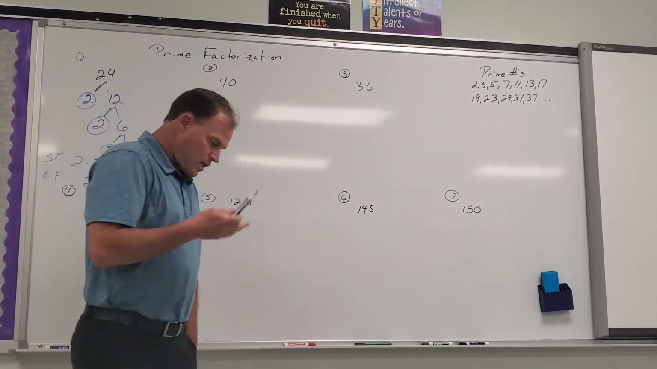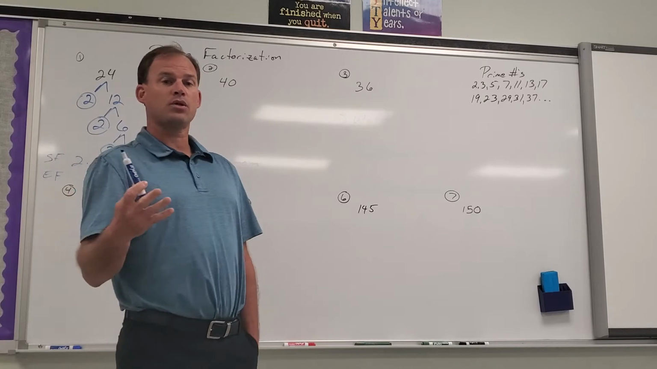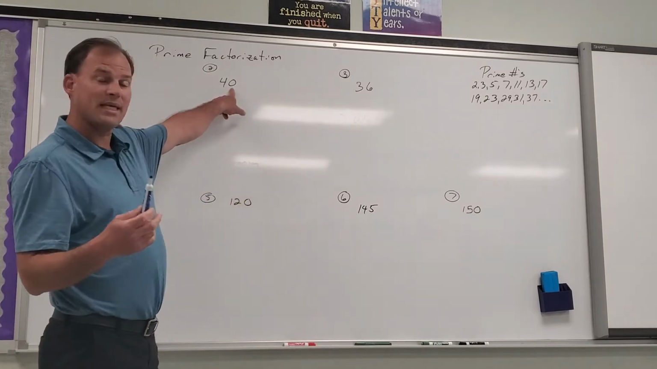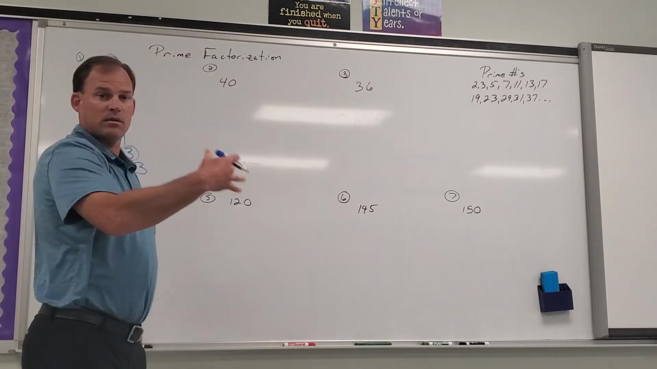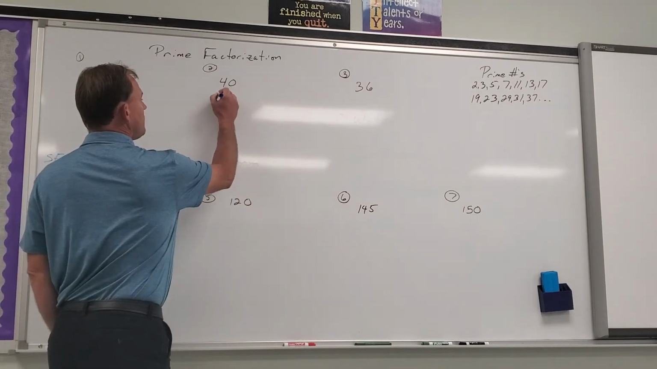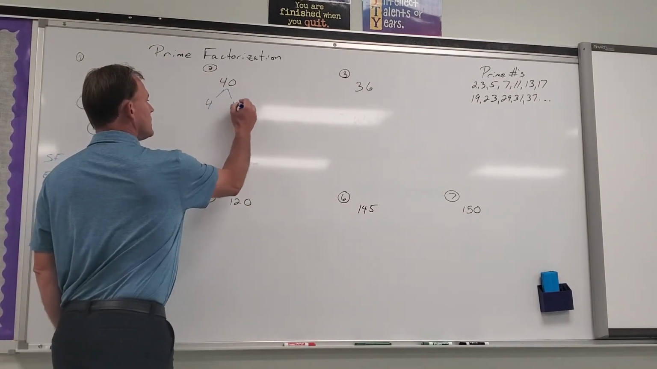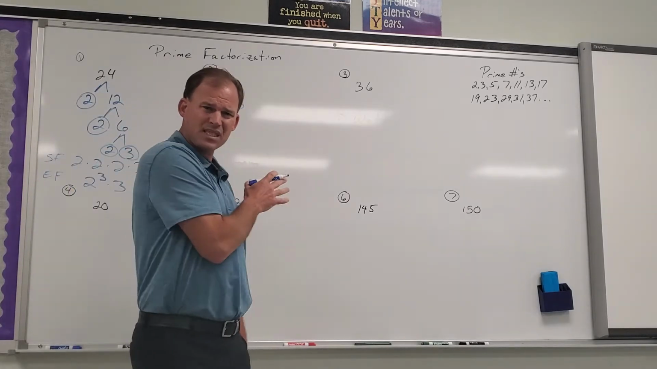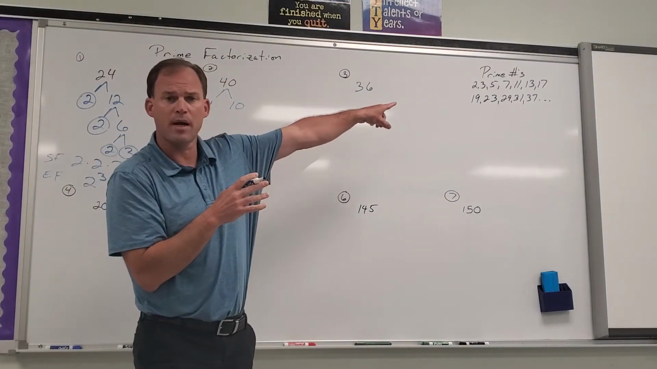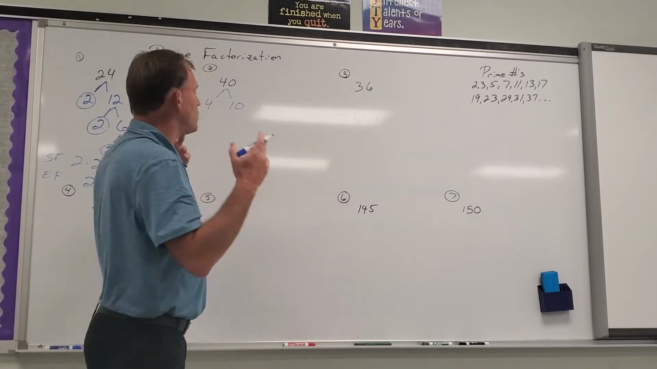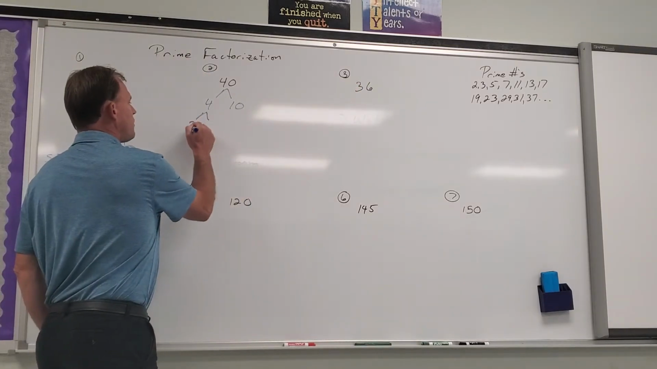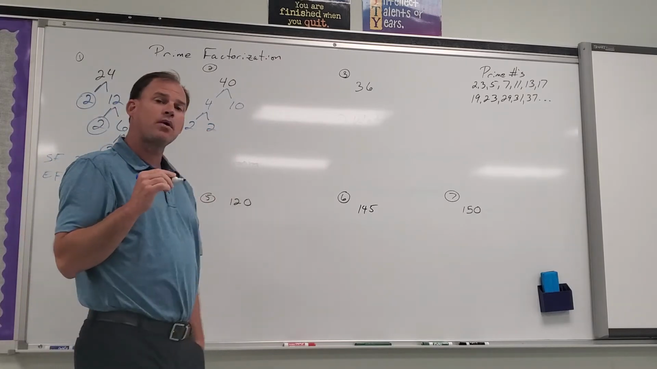40. Again, it's an even number. I could start with 2. I see the 0 at the end, so I know 10 goes into it. So I'm going to start with 10. Okay, so 10 would be 4 times 10. Does 4 break down? Is 4 a prime number? No, it breaks down. It's not a prime number. So if something's not a prime number, break it down into its primes.